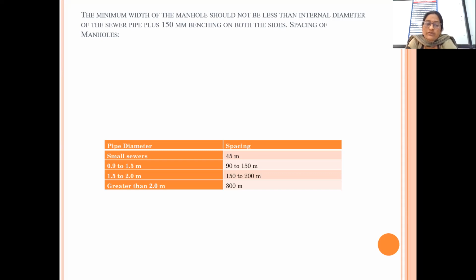If it is 1.5 to 2 meters, you can keep the spacing between two manholes as 150 to 200 meters. For greater than that, you can increase the spacing between two manholes, and it can be equal to or greater than 300 meters. So note down this chart, please. Note down this chart and then we'll move forward.